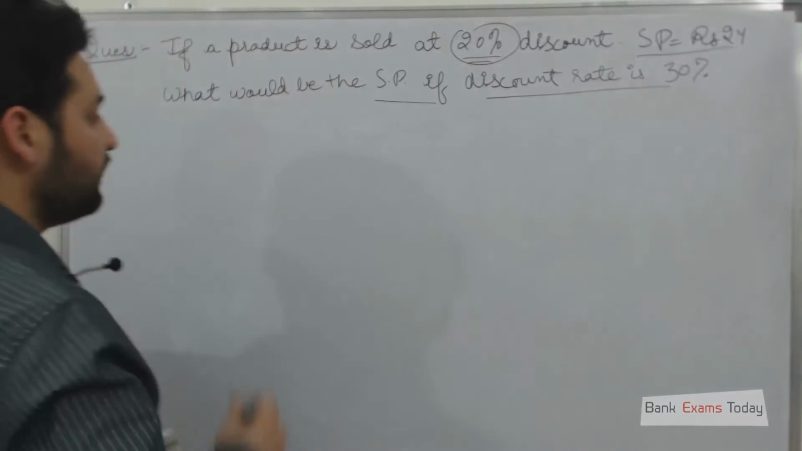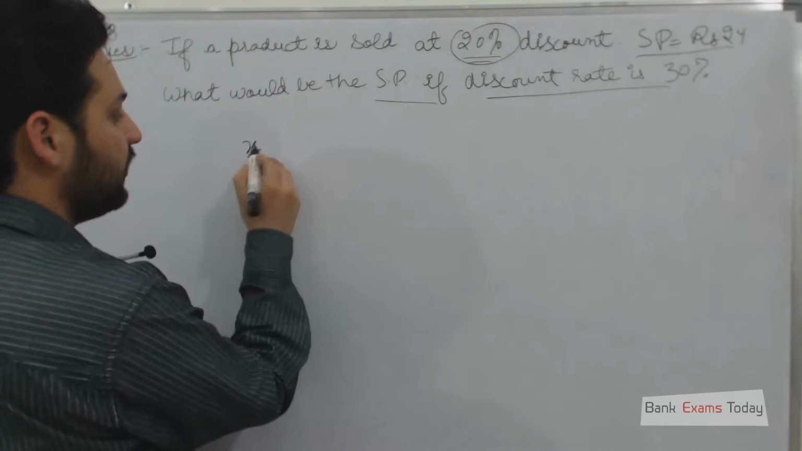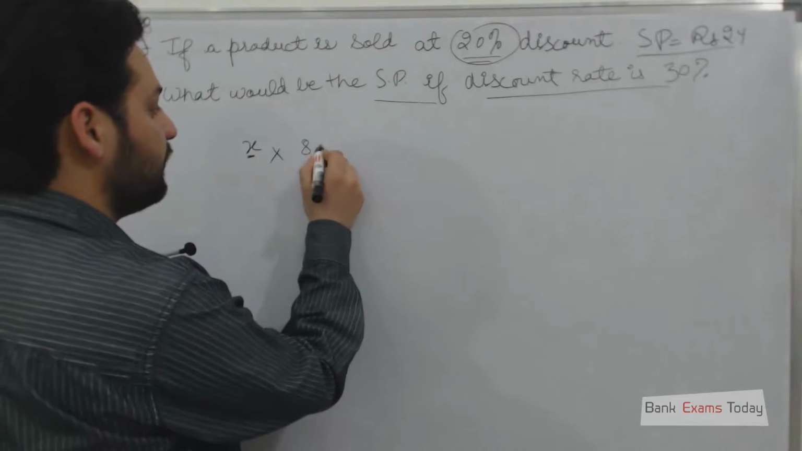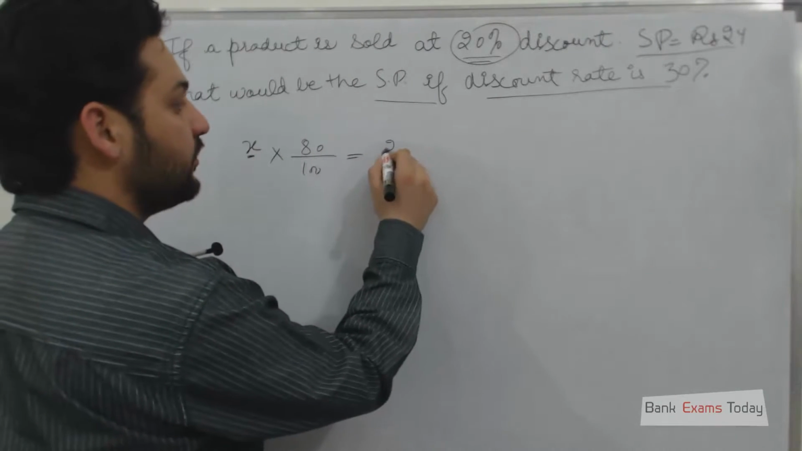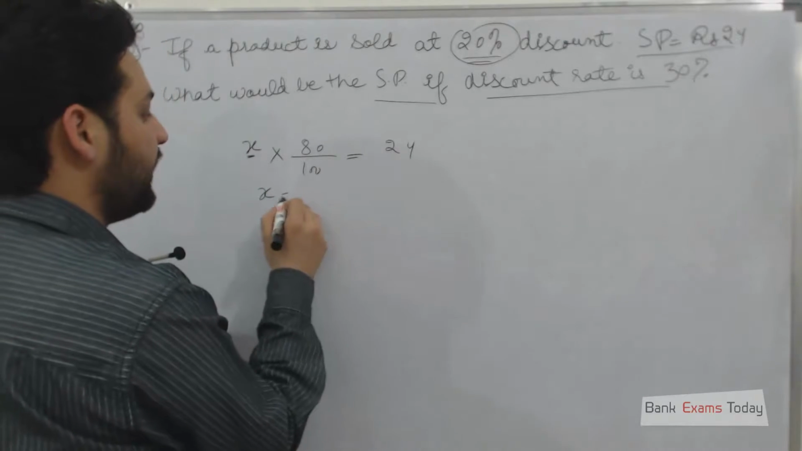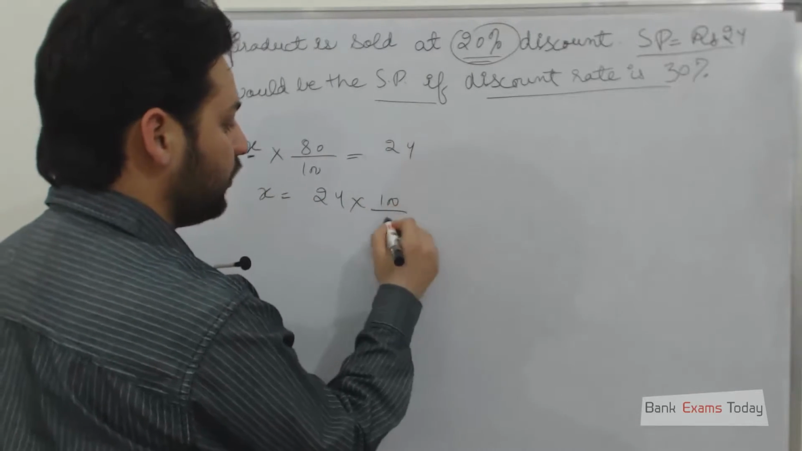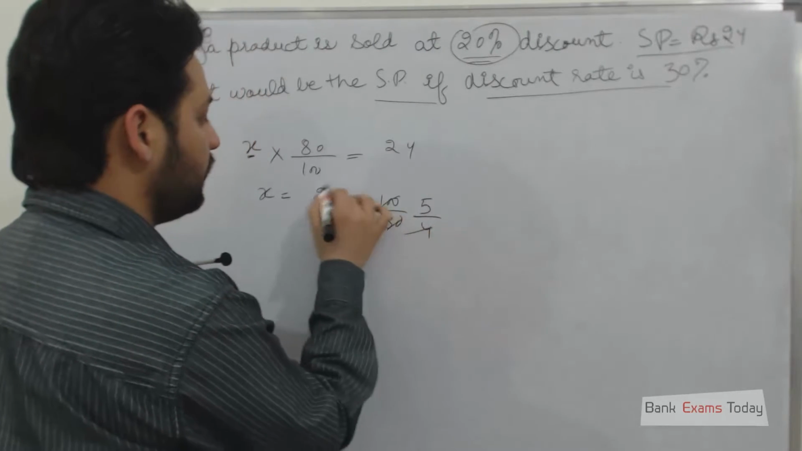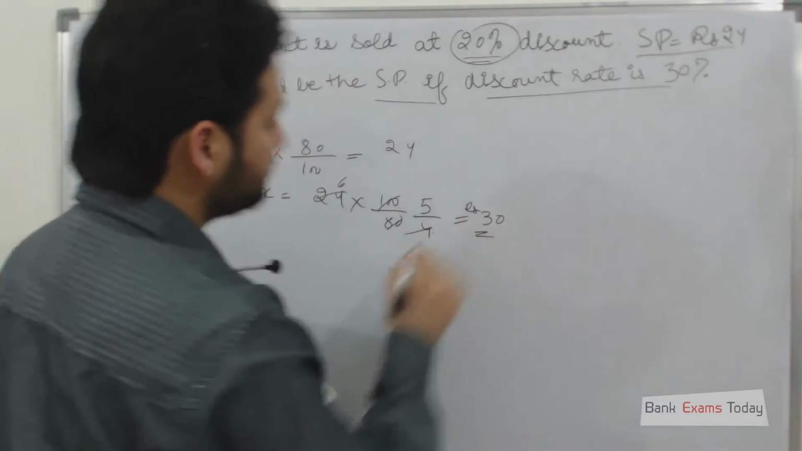If the selling price is 24, assume the list price is X and discount is 20%, so the selling price would be 80% of the mark price or list price. It is 24. To find X, 24 multiplied by 100 over 80, or 5 over 4. We will do it like this. Rupees 30 is the list price.